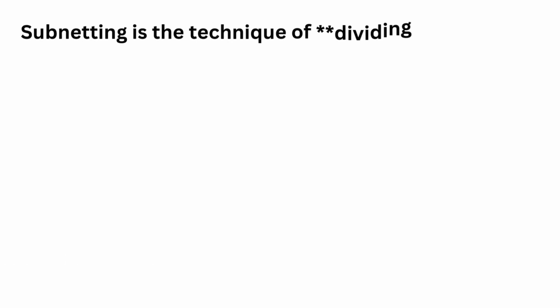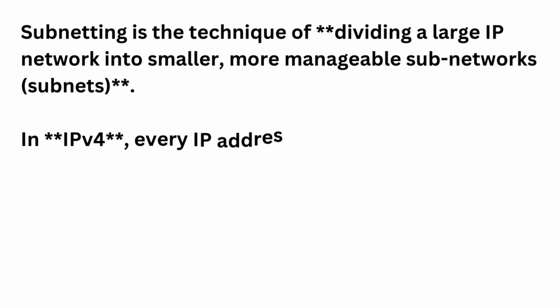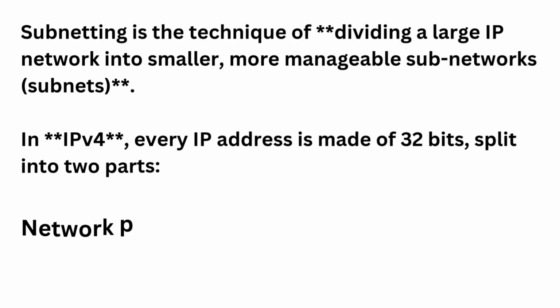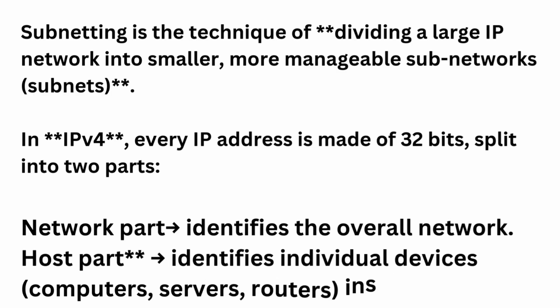Subnetting is the technique of dividing a large IP network into smaller, more manageable subnetworks, or subnets. In IPv4, every IP address is made of 32 bits, split into 2 parts. The network part identifies the overall network. The host part identifies individual devices, computers, laptops, servers, routers inside that network.